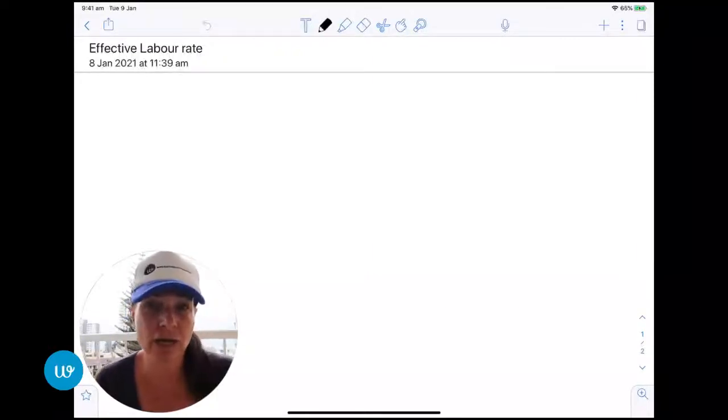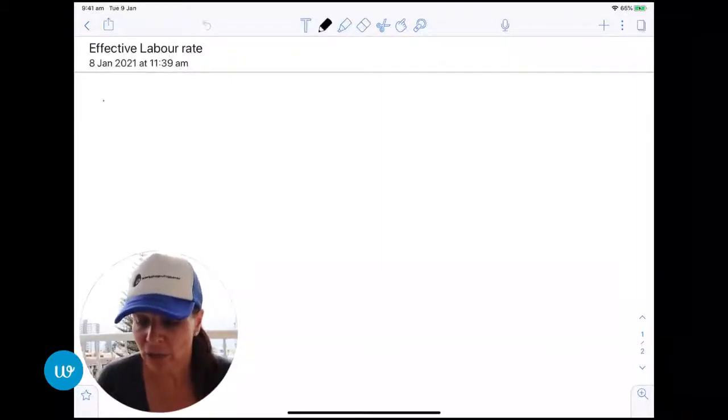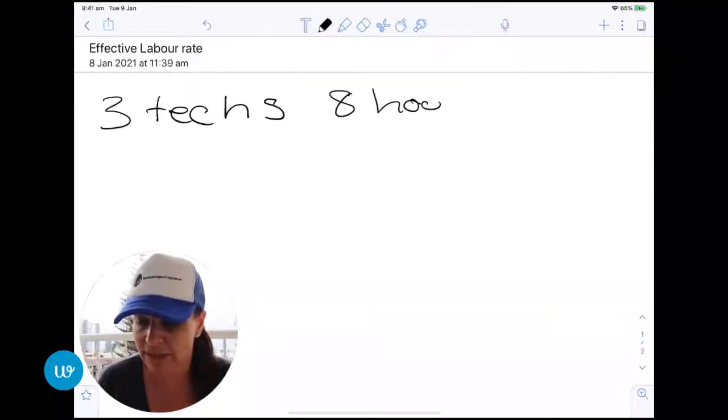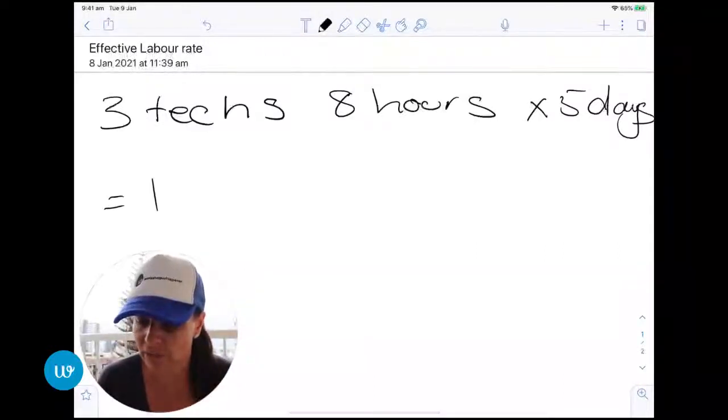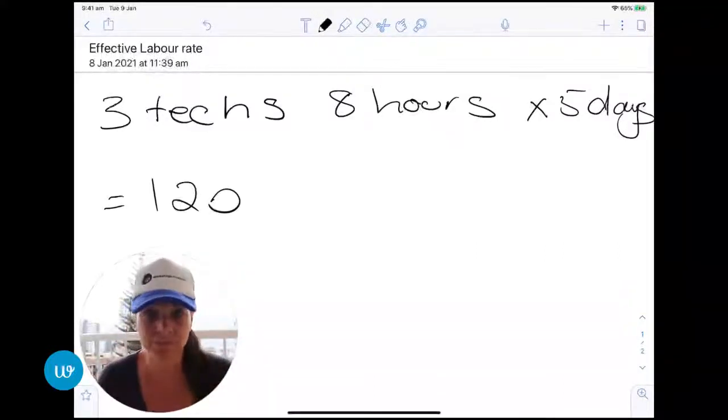So we can do a manual calculation. What we do is we have a look at how many technicians you have on a given day or a given week and how many hours in a day they have available to sell. So if we've got 3 techs and they each have 8 hours across 5 days, then our available hours to sell equals 120.